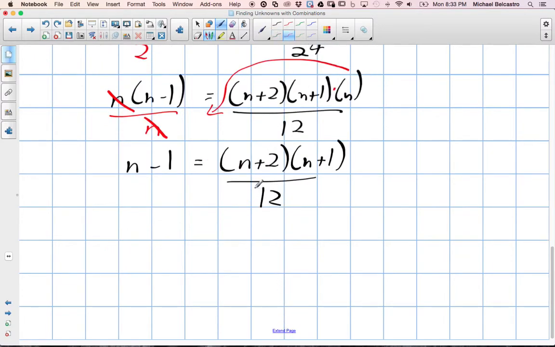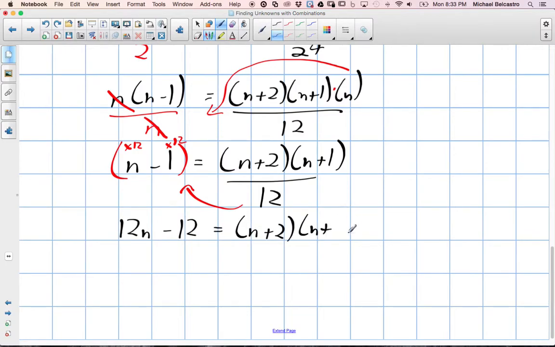I can bring this 12 over, and that means I'd have to multiply 12 by both these terms, which means I'll end up with 12n minus 12 is equal to n plus 2, n plus 1. This we can turn into a quadratic if we FOIL. We can turn it all into standard form. So n times n is n squared. N times 1 is just n. 2 times n is 2n. And 2 times 1 is 2. And we still have 12n minus 12 on this side.